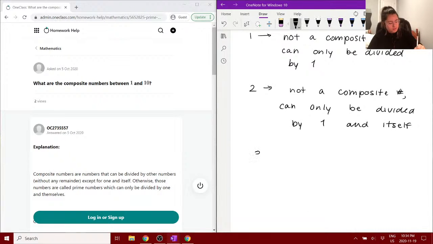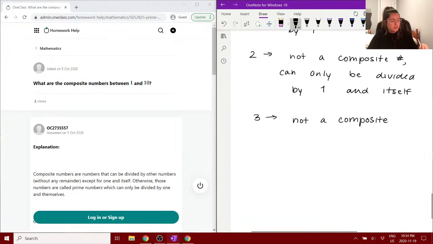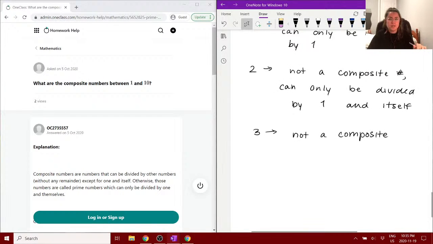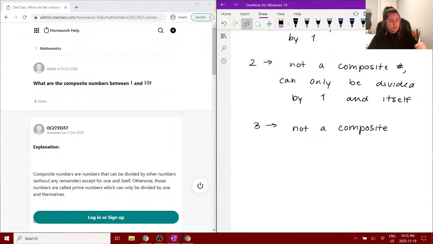Okay, so we continue. We have 3. Well, we can only divide that by 1 and itself again, so that makes it not a composite number. I won't write the explanation again since we already saw it, but it's once again not a composite because it's a prime number, as was 2 and 1.